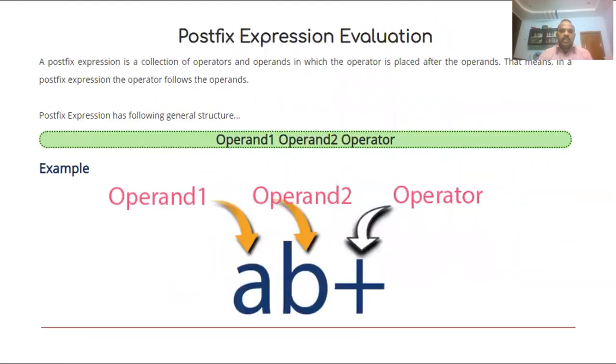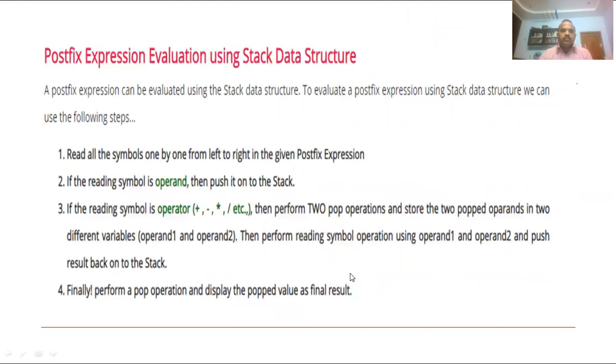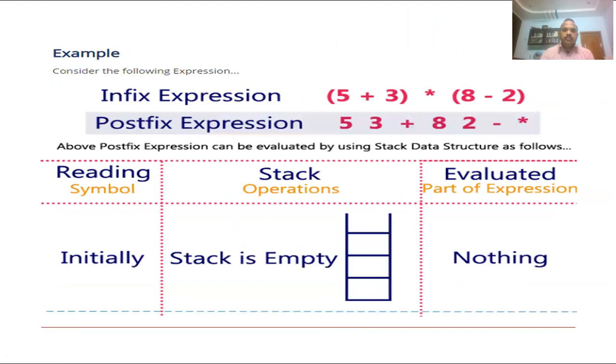Next, postfix expression evaluation. This is the postfix expression example. Then these are the steps to evaluate a postfix expression. Then this is an example: 5 plus 3 into 8 minus 2 equals 48. Yes or no? 5 plus 3 is 8, 8 minus 2 is 6, 8 into 6 equals 48.